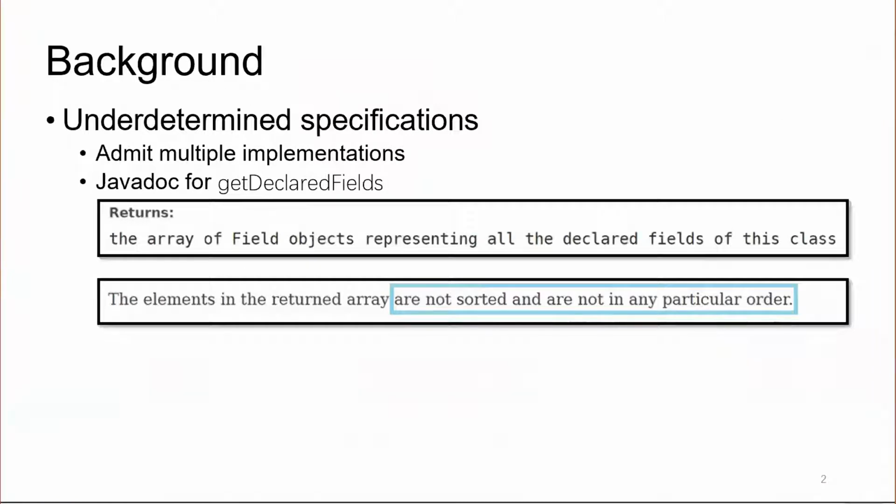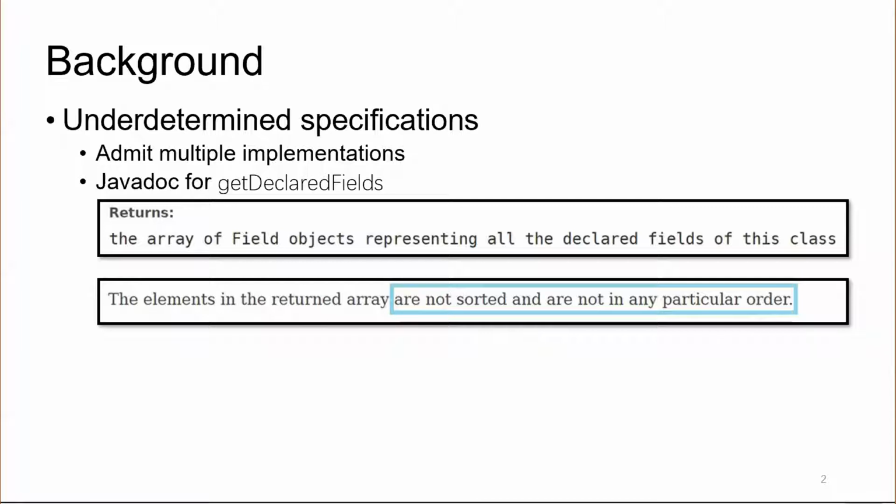Let's begin with the background knowledge. Underdetermined specifications admit multiple implementations. These different implementations can return different output for the same input, even if each implementation itself is deterministic. For example, consider the method getDeclaredFields from the Java standard library.